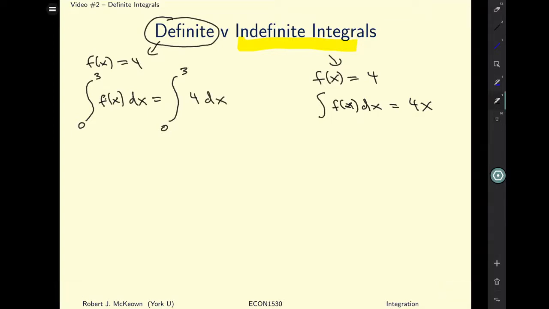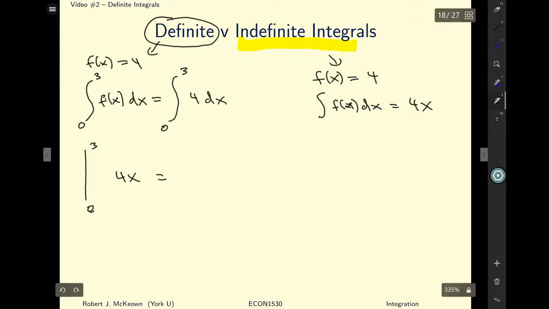Now if I actually integrate this thing, I'm going to change my sign from an integral sign to a definite integral sign, which is that thing there, and I'm going to just put a straight line with 0 at the bottom, 3 at the top. And when I write that straight line, it means that I've integrated this function. And I'm going to write, in this case, 4x.